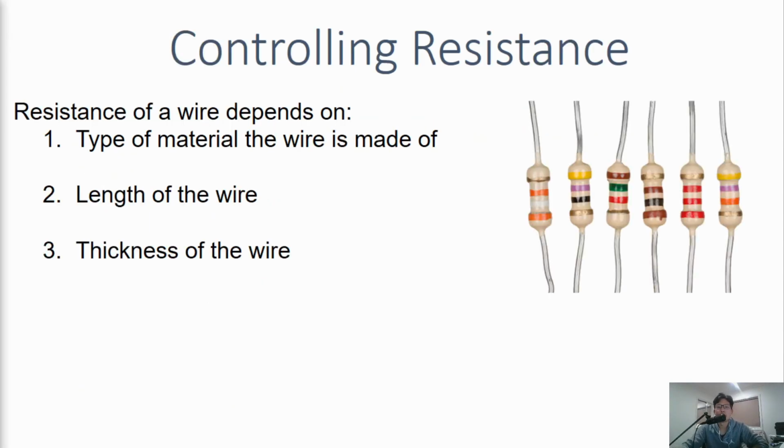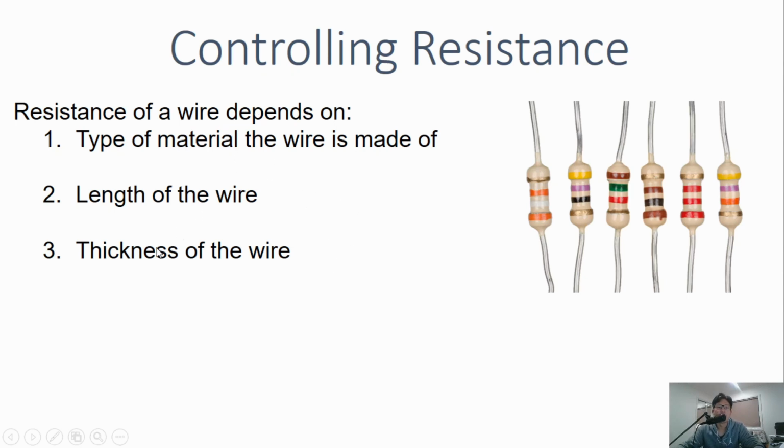Alright, so that was in relation to how we control voltage in a real life circumstance. So let's have a look at how we control resistance this time. The resistance of a wire depends on the type of material the wire is made of. Each metal has a different resistance, and depending on the type of material or metal that you make the wire out of, the electrons or electricity will be able to flow more easily or with more difficulty.